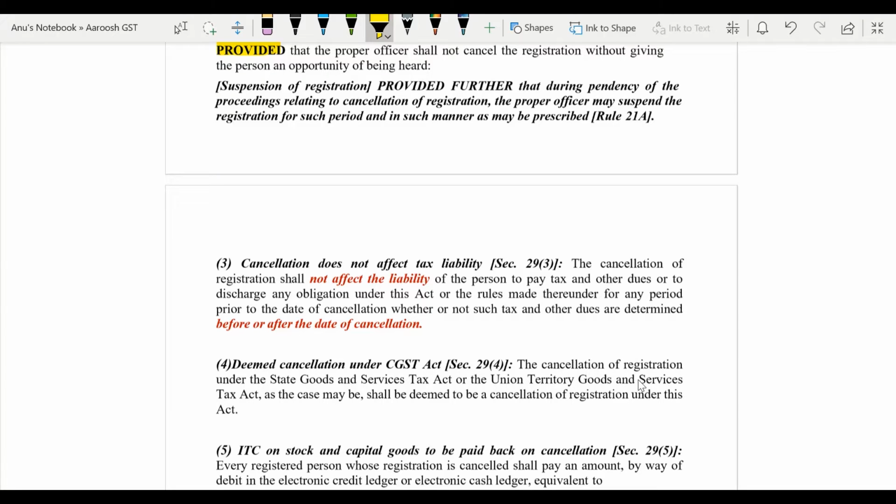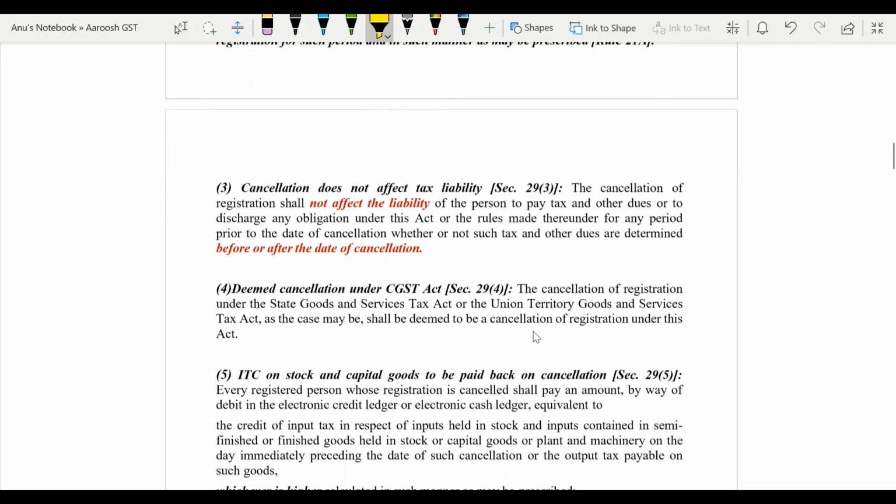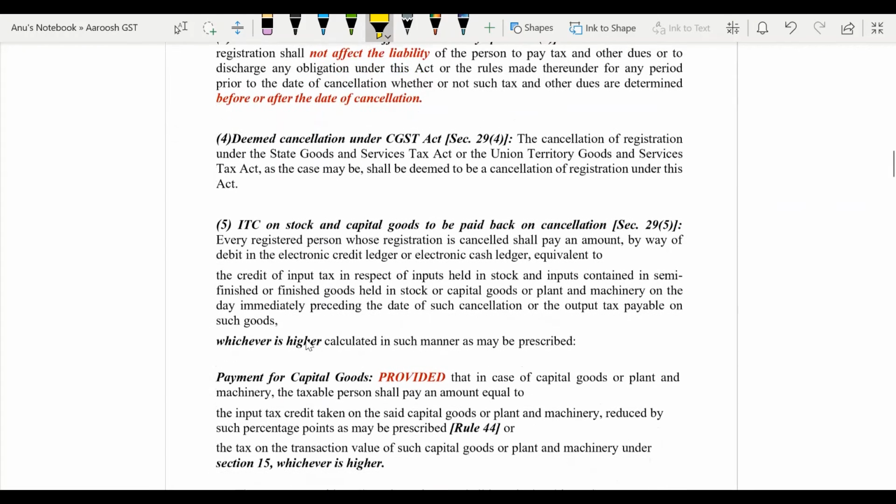The cancellation of registration under the State Goods and Services Tax Act or the Union Territory Goods and Services Tax Act, as the case may be, shall be deemed to be a cancellation of registration under this act, right? 5.